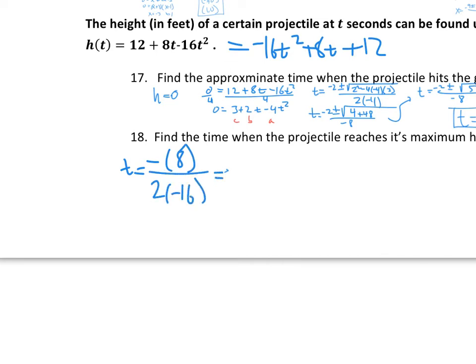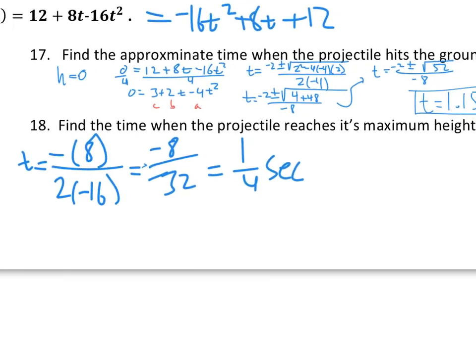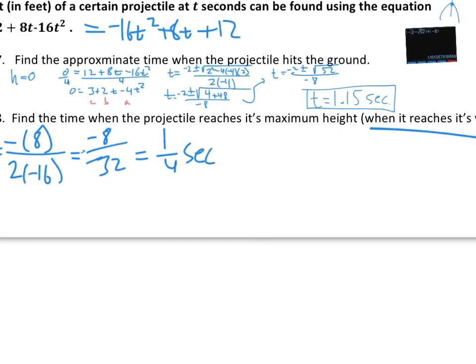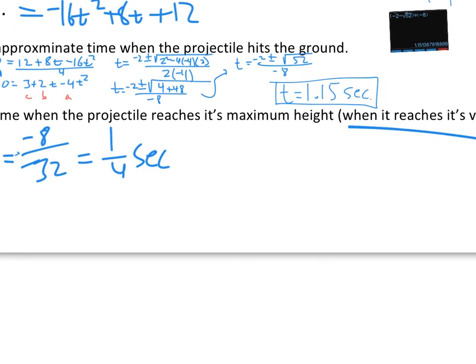All right, and so this is negative 8 over negative 32. That's just going to be 1/4. All right, so we need to find out what the height will be at 1/4 seconds. So at that time, we're going to reach our peak. Okay, so we're going to need to find h of 1/4. So we can do that. So h of 1/4.